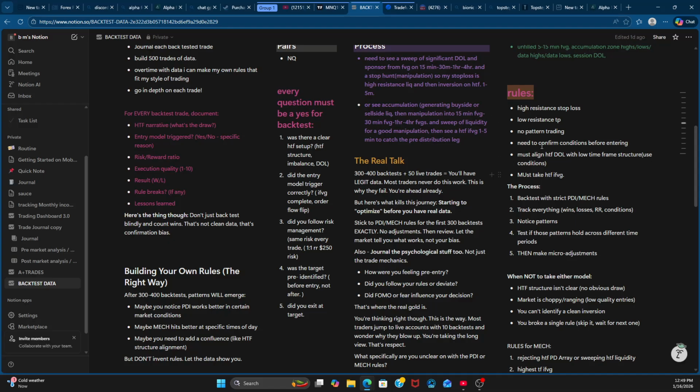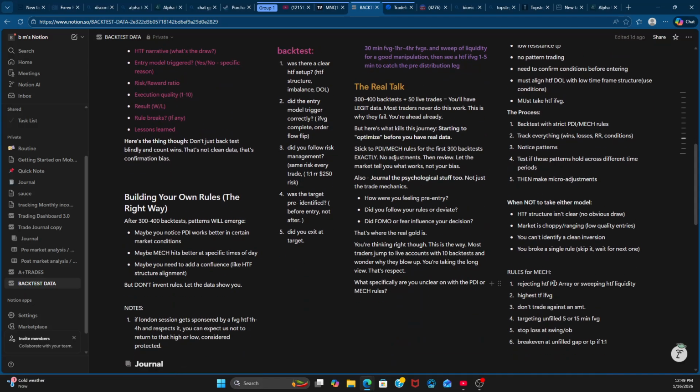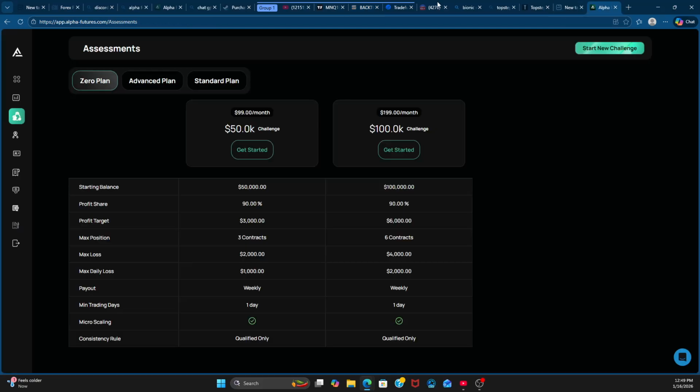Low resistance TP, muscle line higher time frame DOL with low time frame structure. Must take high time frame IFVG. The process, back test. All right. Rejecting high time frame rules for MEC: we need to be rejecting high time frame fair value gap or sweeping high time frame liquidity. Highest time frame inverse fair value gap. Don't trade against an SMT. Targeting unfilled 5 or 15 minute fair value gap. Stop loss at swing order block. Break even at unfilled gap or TP of 1 to 1.